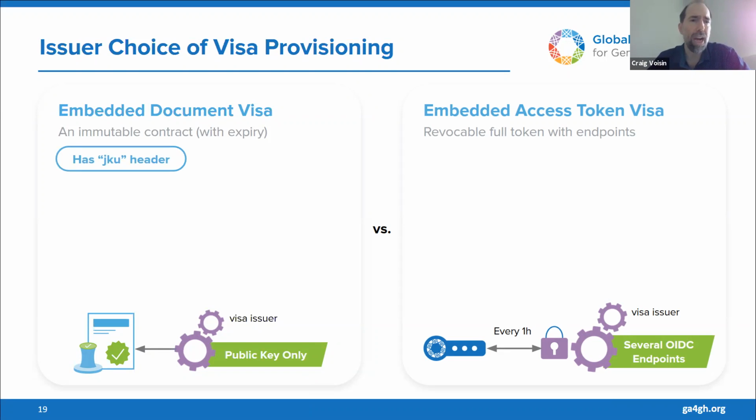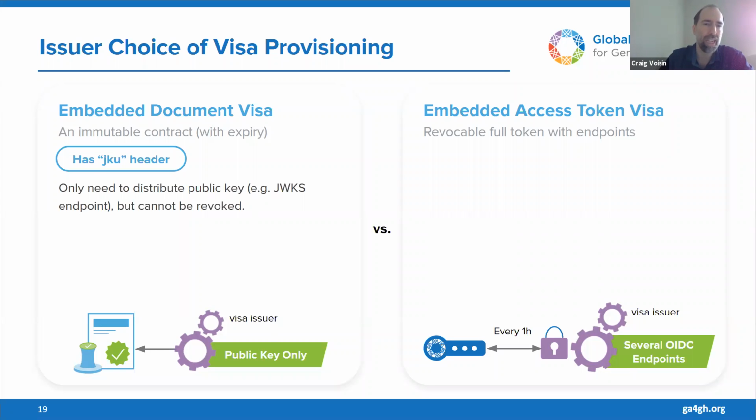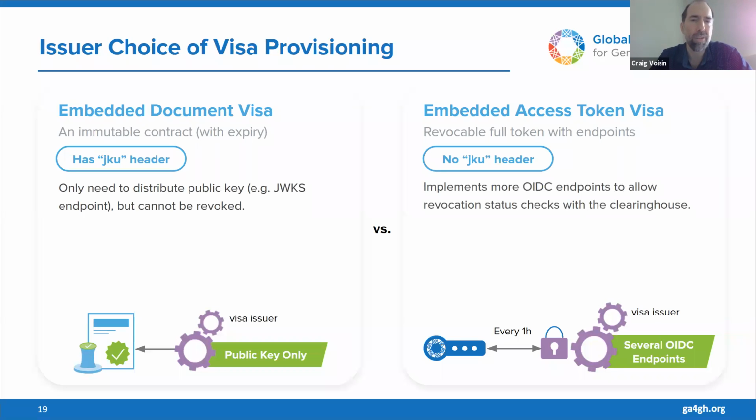So first thing is, how do we identify between these two things? One thing is, the issuer would put a JKU in the header. If they have the JKU, it indicates that it's an embedded document visa, and it only needs to distribute the public key. It will do that using the JKU, which will point to where you can get the public key for this particular visa. I know of a case where someone's looking at distributing keys out of band, but the JKU is the signal. Whereas the embedded access token, on the other side, does not have the header.